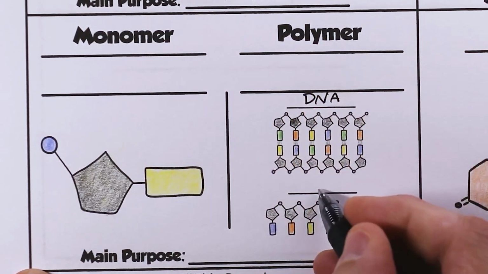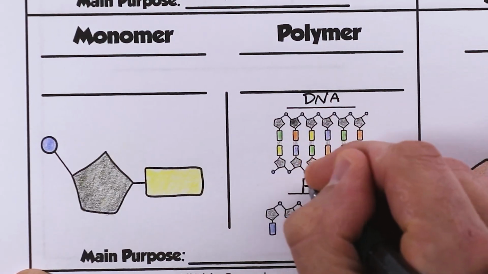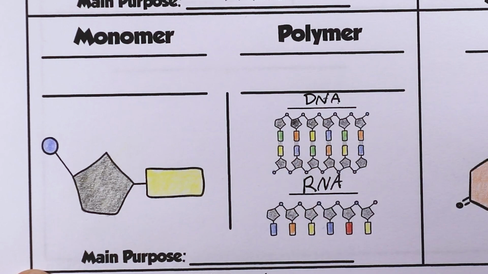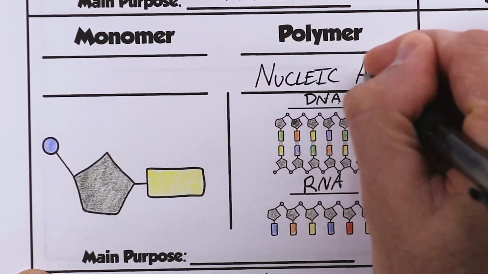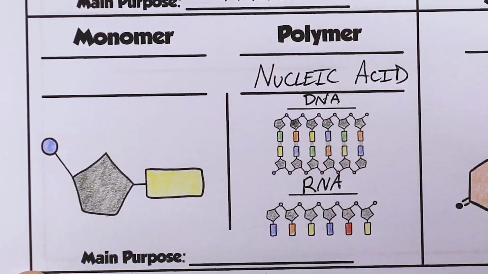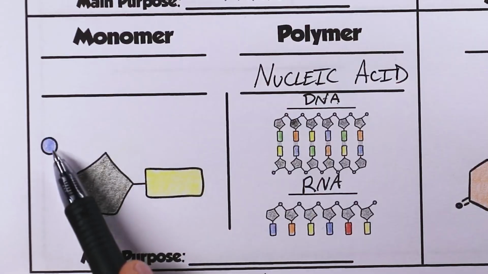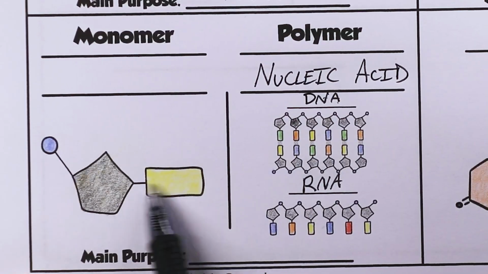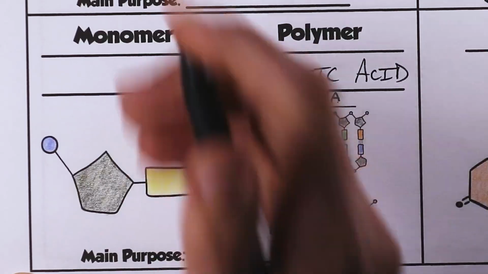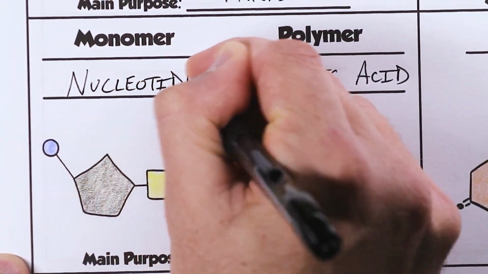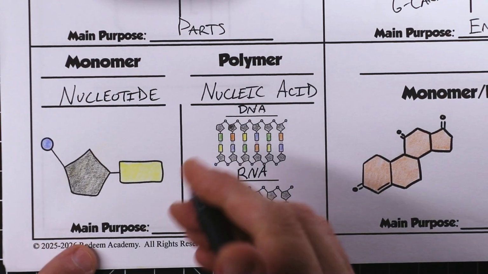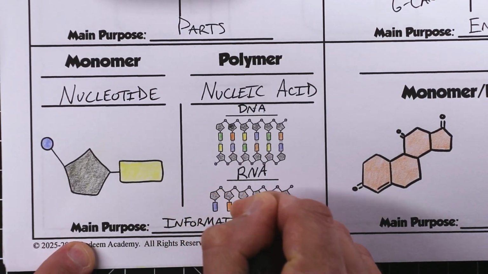His less known little brother is called RNA, and the NA is the general term for both of them, nucleic acid. And their monomer looks a lot like ATP. It's ATP minus 2 phosphates, and with a slightly different base right here. It's called a nucleotide. Now, the main purpose for these guys is to store information.